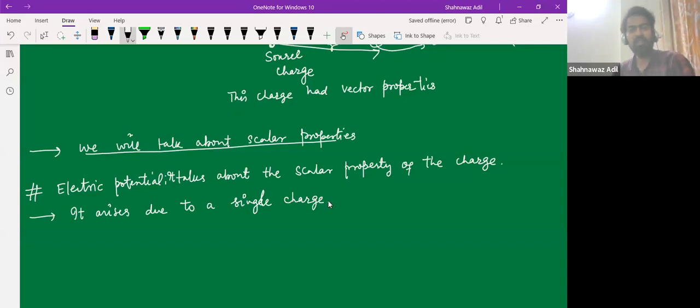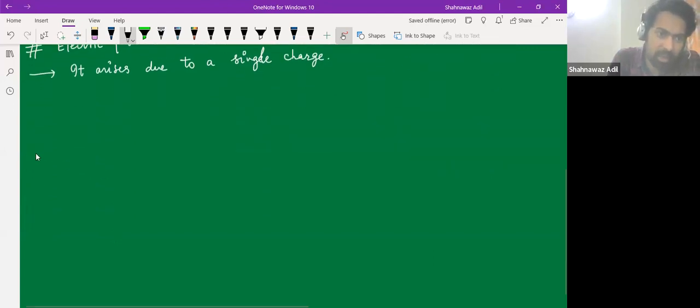But what is the actual definition of electric potential? To understand this electric potential, let us first understand the work done by the force.